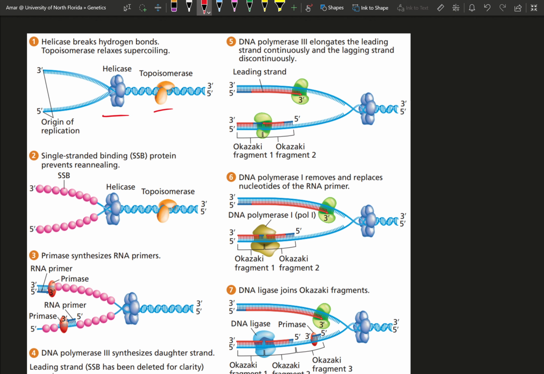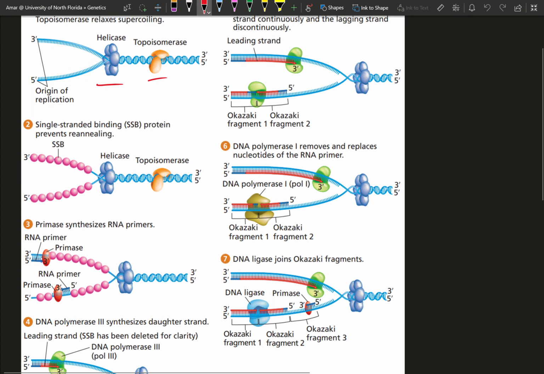Step 2 is you're going to use something called a single-stranded binding protein, or SSBPs. So basically all these do is they bind to the single-stranded part of the DNA, and they prevent the double-stranded DNA from reforming again. So that's all it does.